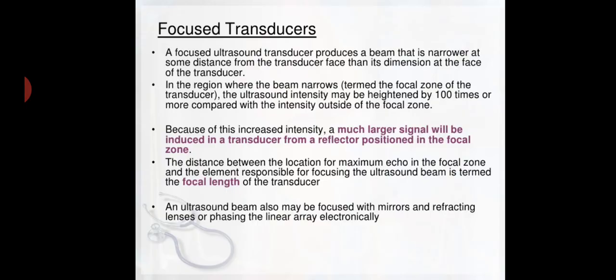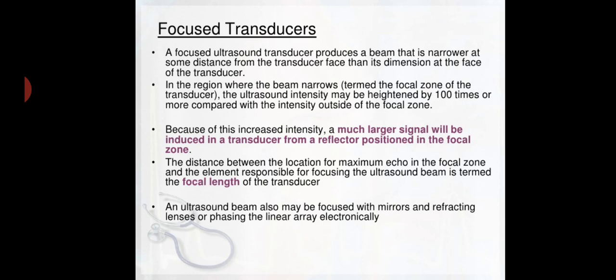Now we can also talk about the focus transducers, which are also a specific type of transducer. Focus transducers restrict the beam width and improve lateral resolution, but they are designed to focus at a specific depth or depth range, so they must be selected for optimal display of the depth of interest. A focused ultrasound transducer produces a beam that is narrower at some distance from the transducer face than its dimensions at the face of the transducer.